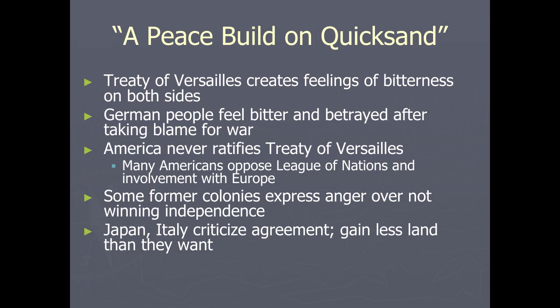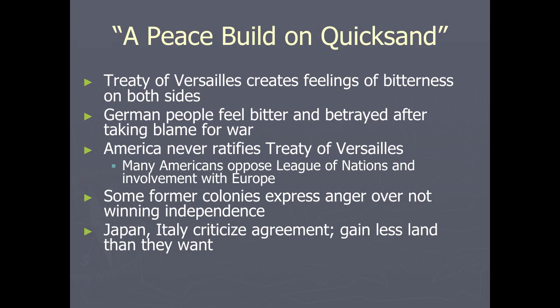You have people in Africa and the Middle East, who are looking for their independence, who are now being transferred from one colonial overlord to another. So there's resentment there. Japan and Italy, meanwhile, get angry because they didn't get nearly what they thought. Italy wanted more land. They were promised a lot of territory to join the war when they did, and they only got a fraction of it. Japan, meanwhile, got some of the German possessions, but they were expecting more, and they really didn't get that much. So this is a piece that really makes everybody unhappy.